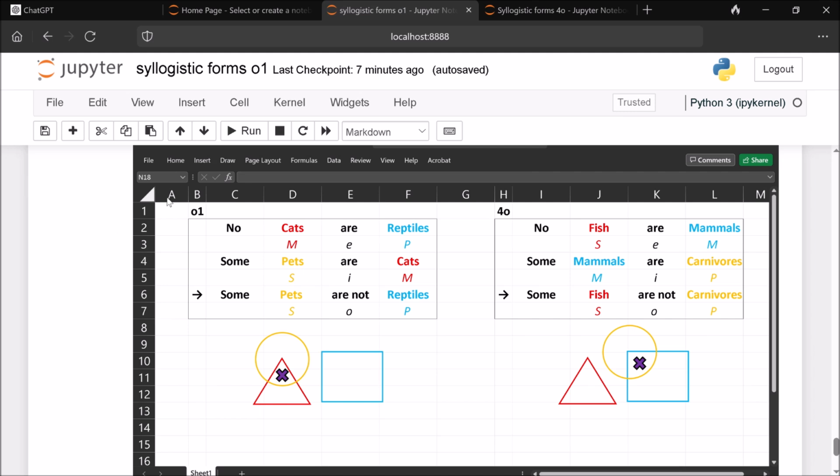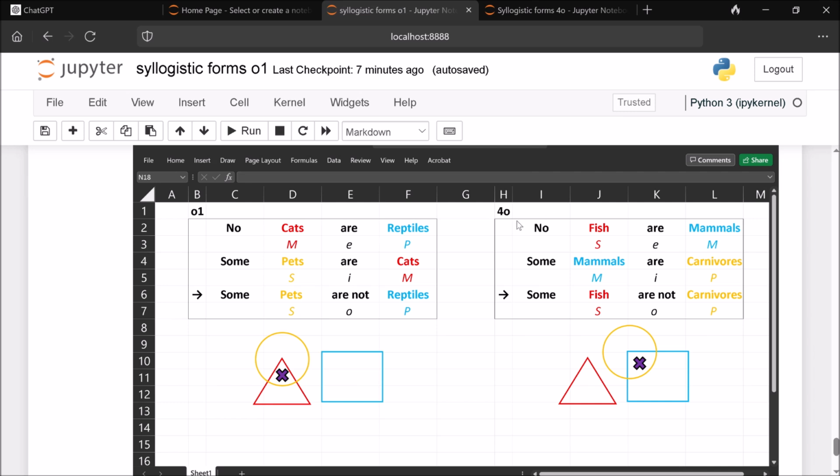So it seems that Model O1 argues that no cats are reptiles, so let's say no triangles are rectangles. Some pets are cats, so some circles are triangles, and that is denoted by the purple cross, and therefore some pets are not reptiles, which here means that some circles are not rectangles, and this one makes perfect sense to me.